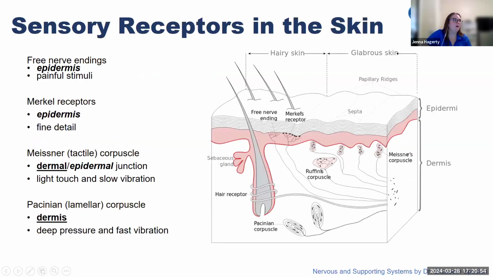When we think about our other types of receptors, and this is from Dr. Spudik's lecture, we have the Meissner corpuscle, which is closely related to the epidermal and dermal junction. This will detect light touch and slow vibration. The other one is the Merkel's receptor, which is more associated with the epidermis and detects fine detail, whereas our Pacinian corpuscle, deep in our dermis, detects deep pressure and fast vibration. Not really on your learning objectives, but I wanted to highlight again, there are free nerve endings that do come up to the epidermal layer, and these really detect painful stimuli from the skin.